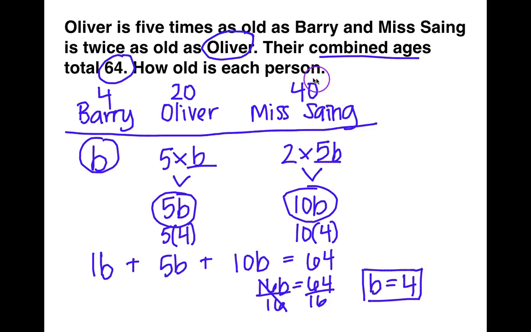But to check my work, it did say that their combined ages is 64. So let's check real quick. Well, 4 plus 20 plus 40, does that equal 64? Well, 40 plus 20 is 60, plus 4 is 64. So it definitely checks out. So those are my answers.